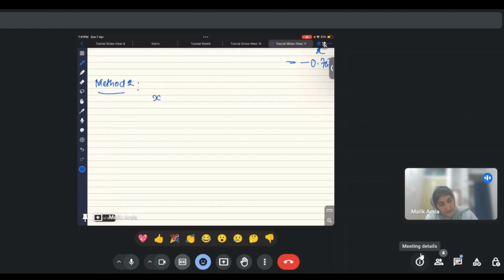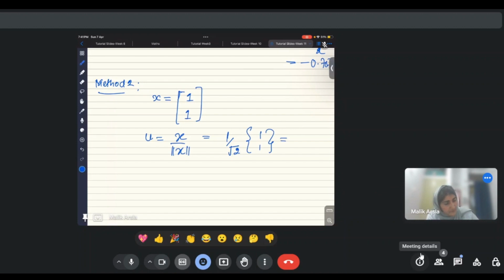Firstly, we have been given X equal to 1 and 1. Now, what is the value of U? We know that U is nothing but the normalized value of X. So we'll write it as X upon norm of X. It will be 1 over root 2 into 1 and 1. So U will be 1 upon root 2 and 1 upon root 2.